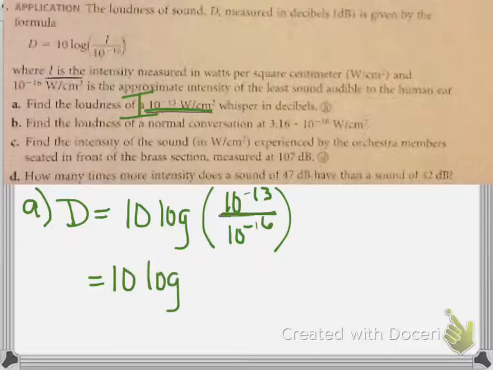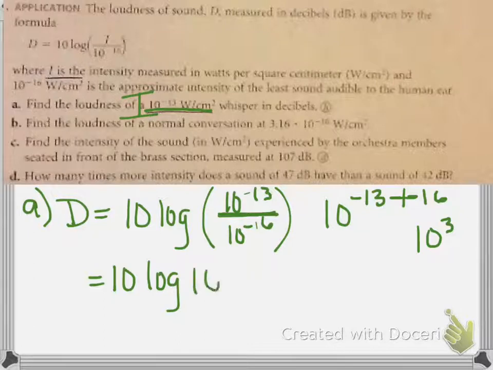Remember our division properties? So we have a quotient rule of exponents. We subtract our exponents. So this becomes 10 to the negative 13 minus negative 16. Minus a negative is really adding, so this becomes 10 to the third power. So this is 10 times the log of 10 to the third power.